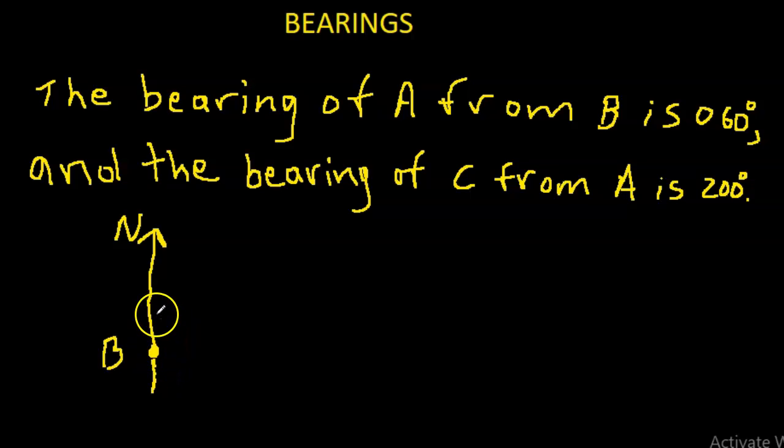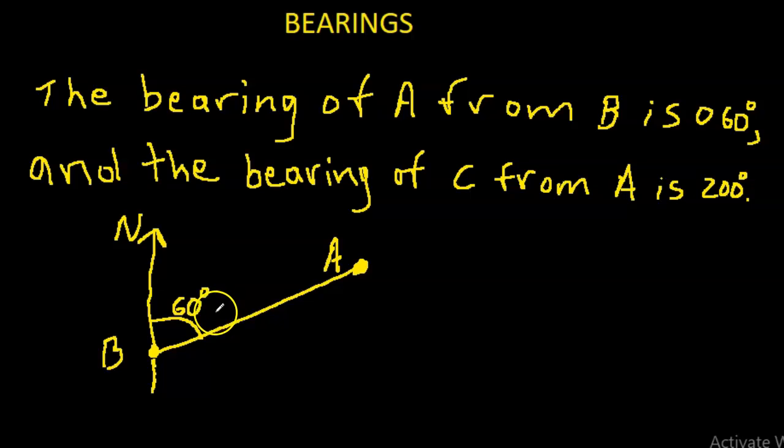Alright, so 60 degrees from the north here, it's a little bit below the 45. We don't know the distance, but let me just put it here. So this is my point A. So that's the first part. The bearing of A from B is 60 degrees, so this angle is a 60 degrees angle. You're coming from B, from the north line above B, to A.